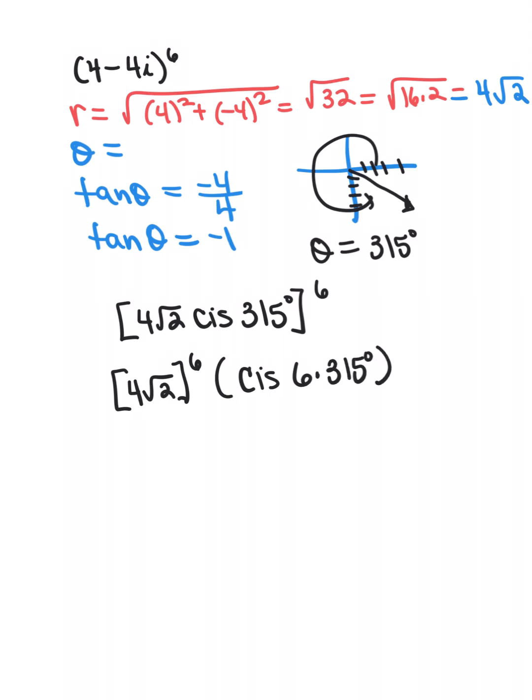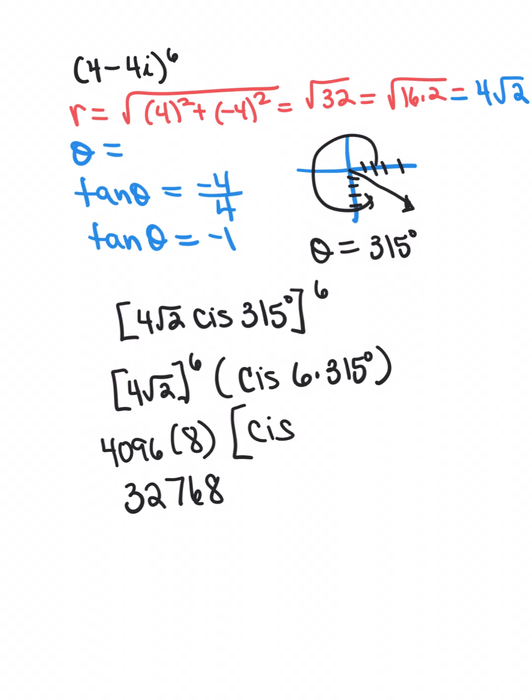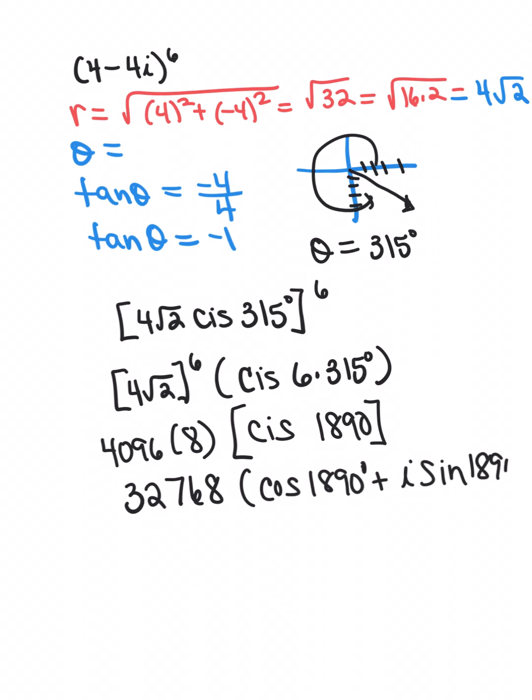4 raised to the 6 is 4,096. Square root of 2 raised to the 6 is 8. And 4,096 times 8 gives me 32,768. We have CIS. 6 times 315 is 1890. So we have cosine of 1890 degrees plus i sine of 1890 degrees.